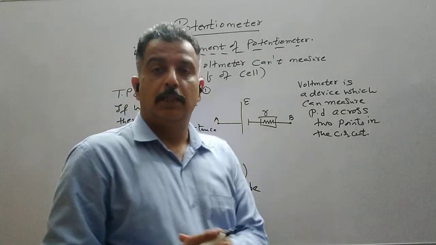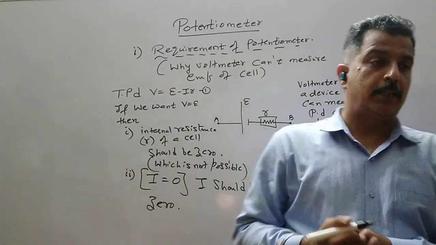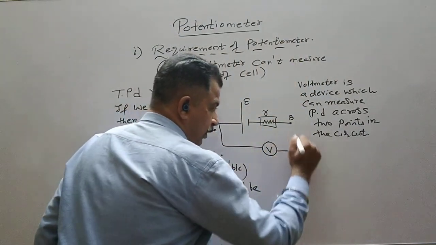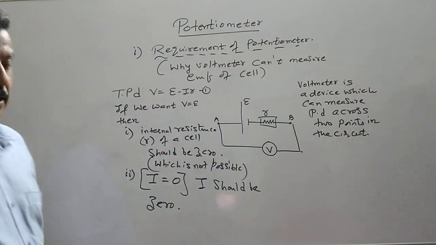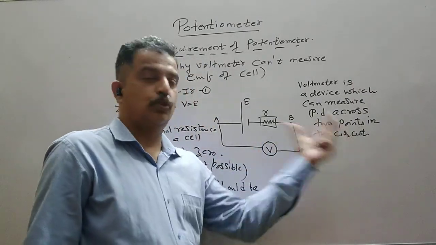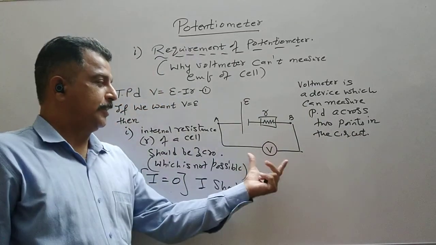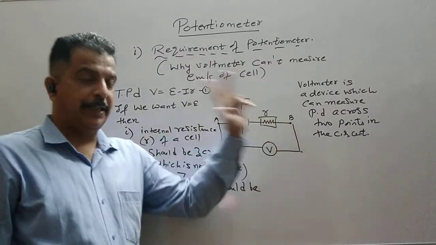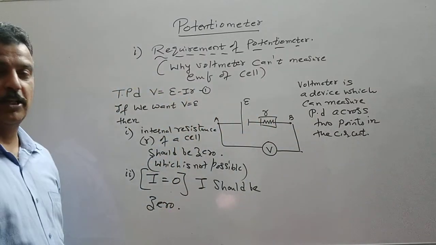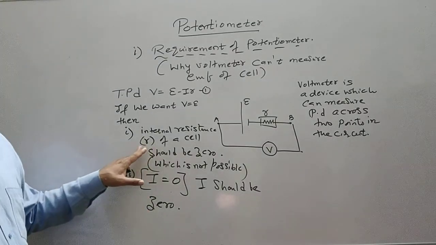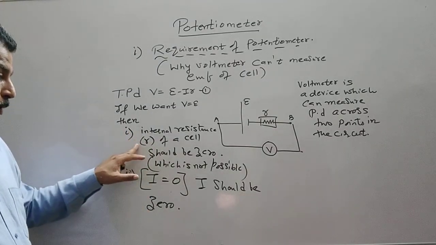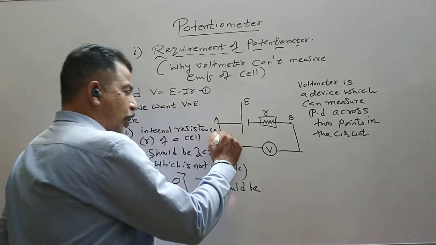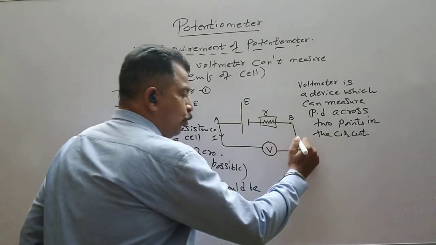Now suppose I connect a voltmeter across these 2 points. This is a voltmeter. This is connected across. So a voltmeter is always connected across 2 points in the circuit. Here it is connected across a cell, or it is connected to 2 points A and B. Now what will happen? The circuit is completed. So R cannot be 0.